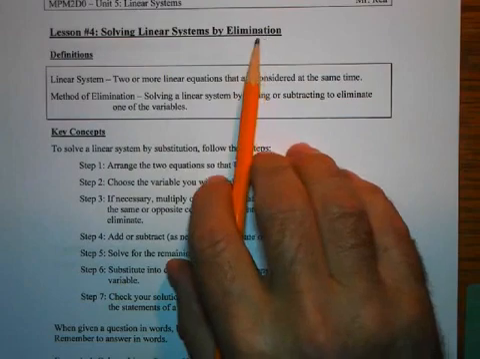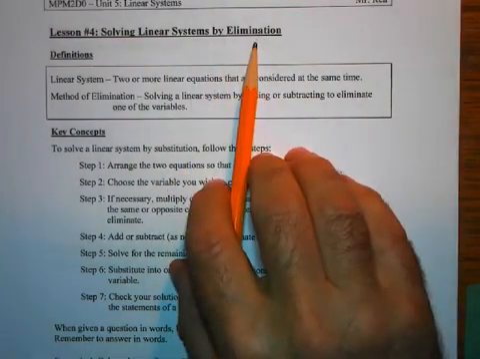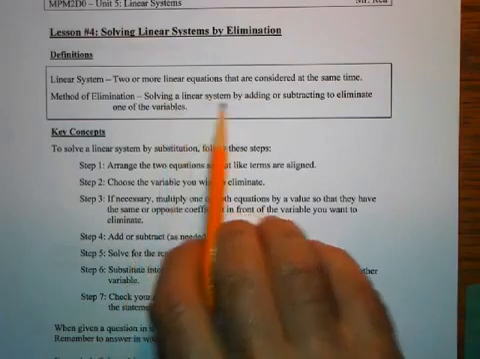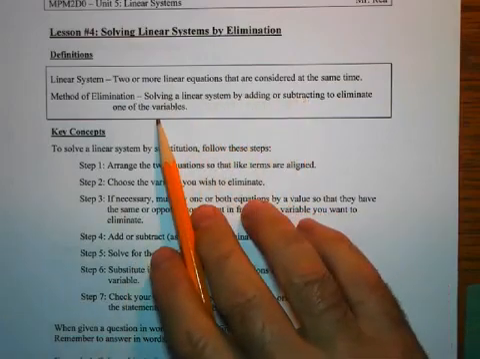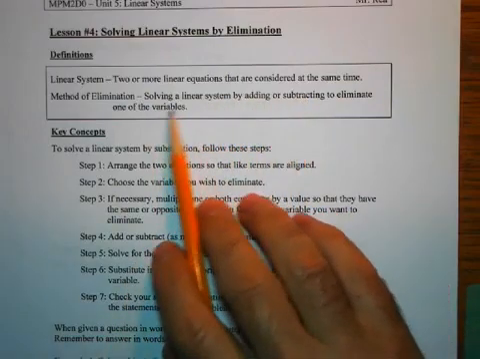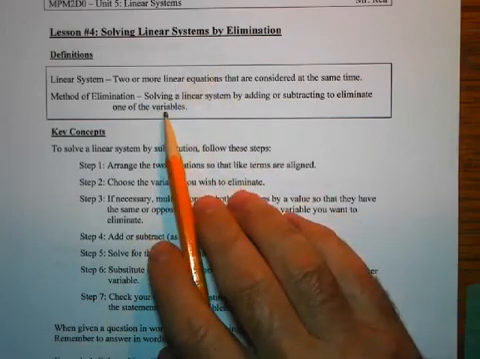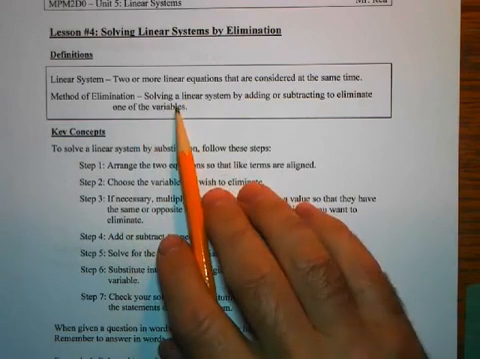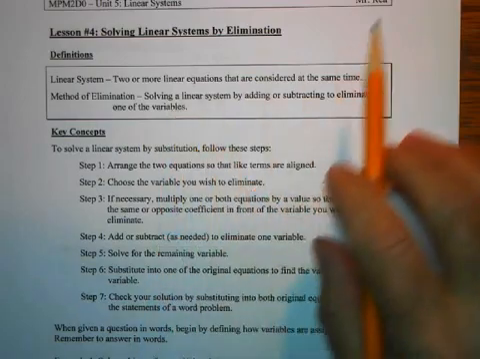This method is called elimination, and let's see what it means. Solve a linear system by adding or subtracting to eliminate one of the variables. So in most cases, if you had x's and y's, you're actually going to be doing something to get rid of the x or get rid of the y. And we kind of eliminated that using substitution, but this is a different technique entirely.